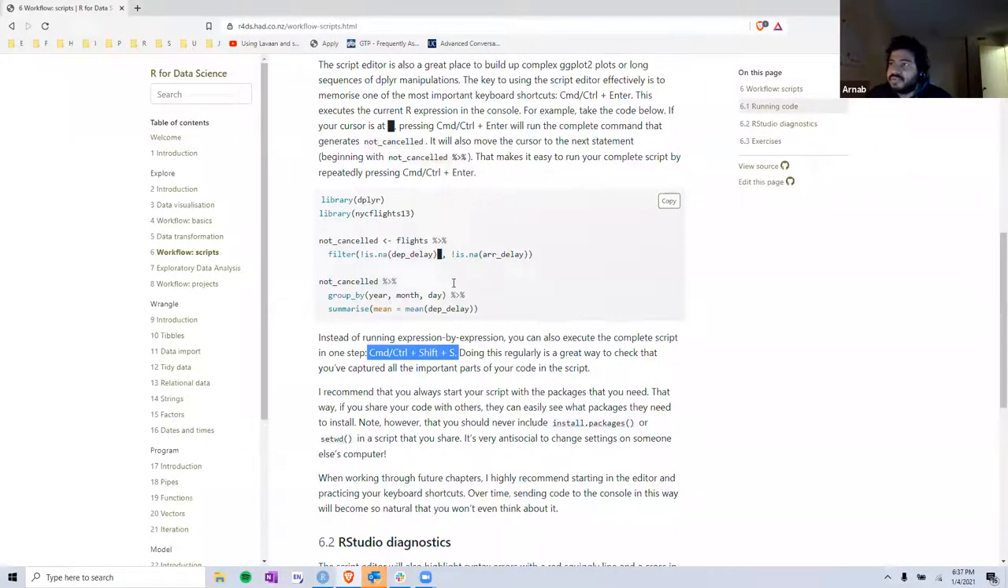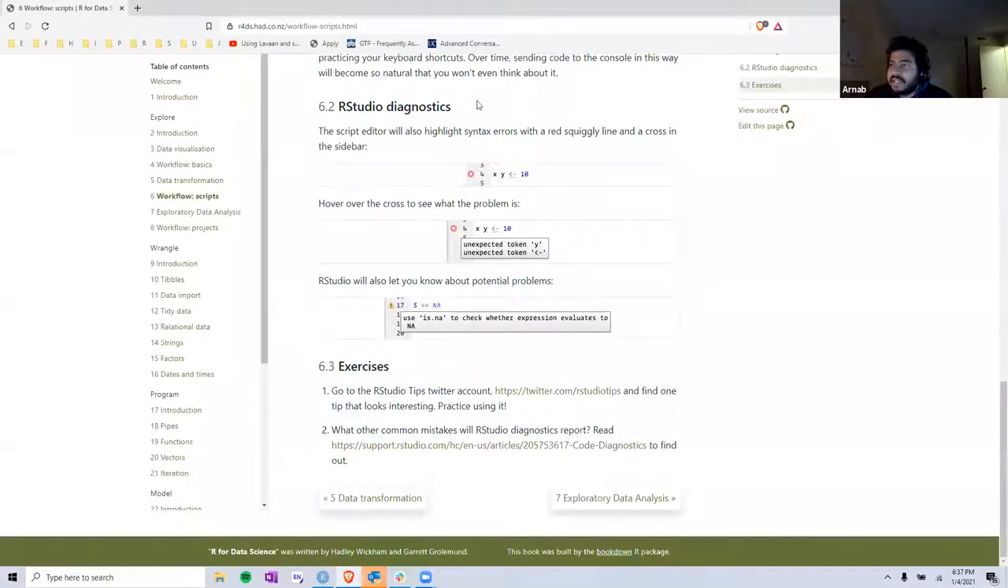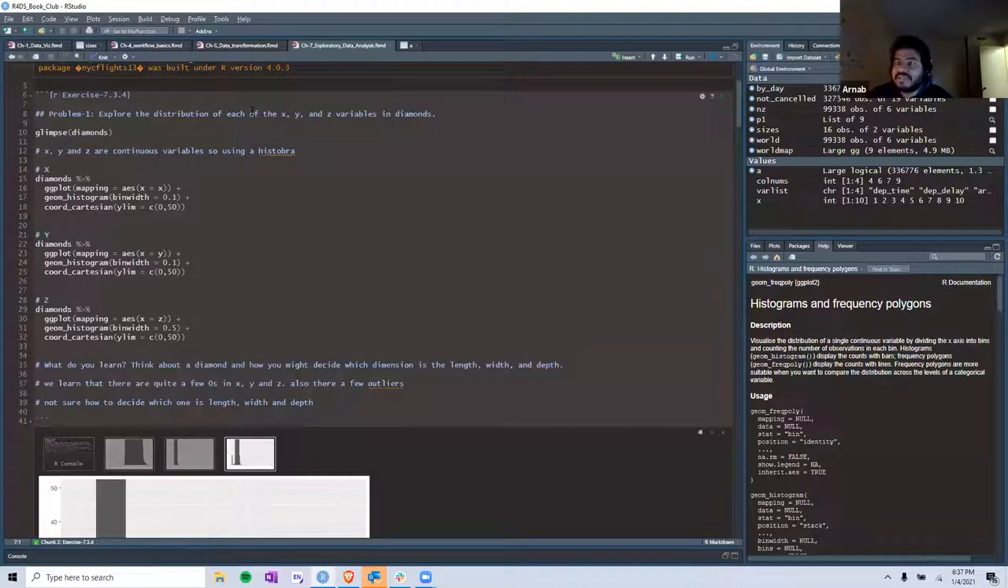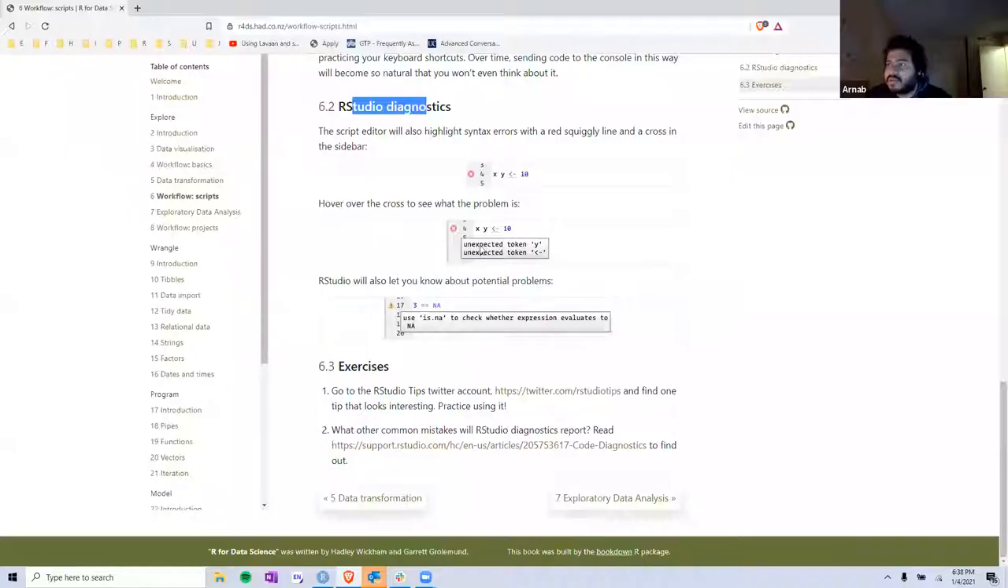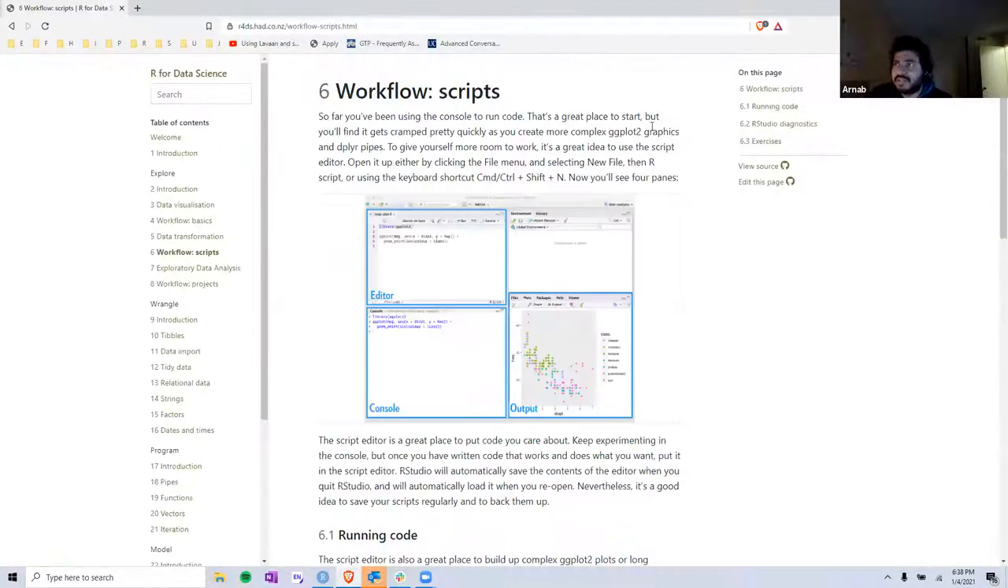These were a couple of shortcuts to navigate the script, and then it had a tip on RStudio diagnostics. So within a script, if we have any error, we can hover over that red underlined area, and RStudio would come up with a pop-up message to suggest what's wrong. For example, here there's an unexpected token in the code. So these tips could be useful for us while we work with larger scripts. So that's all in the scripts chapter.